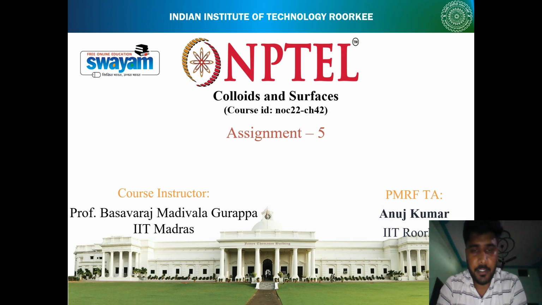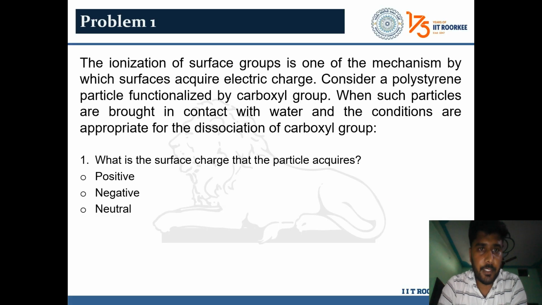So this is assignment 5 of the Colloids and Surfaces course. In this particular assignment, we will discuss some questions about the Helmholtz model of the electrical double layer and some questions related to the generation of surface charge on colloidal particles. Okay, so this is problem one, in which the given statement is that ionization of surface groups is one of the mechanisms by which a surface acquires electrical charge.